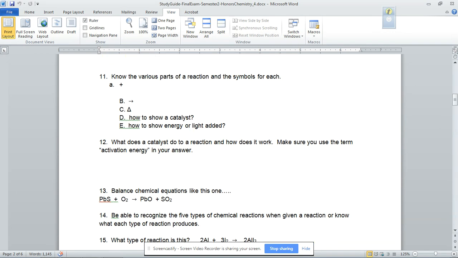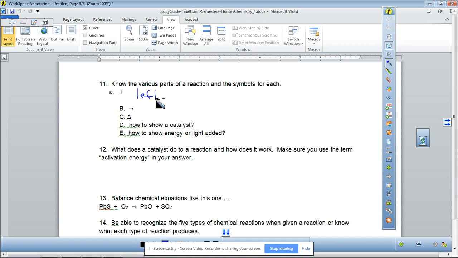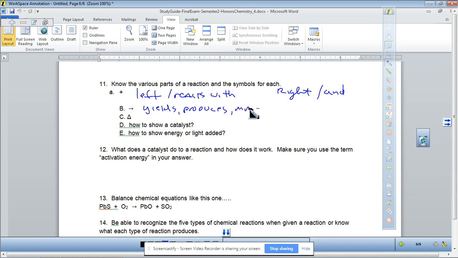Various parts of a chemical reaction, symbols for each. In those cases, the plus on the left side means reacts with. On the right side of the equation, it simply just means and. Arrow: yields, produces, makes, forms. Delta sign, the delta sign is heat. How to show energy or light added.